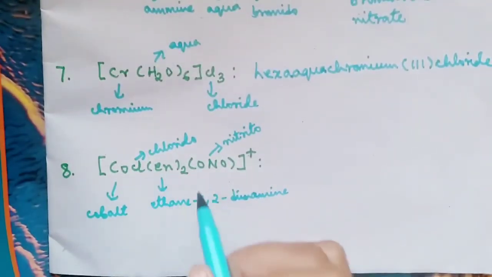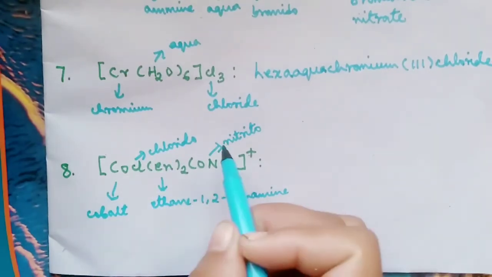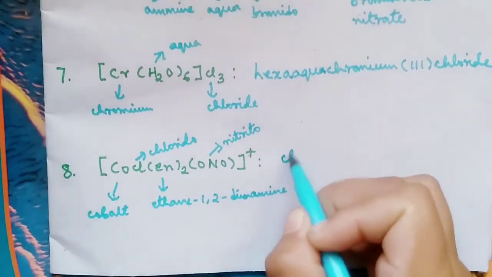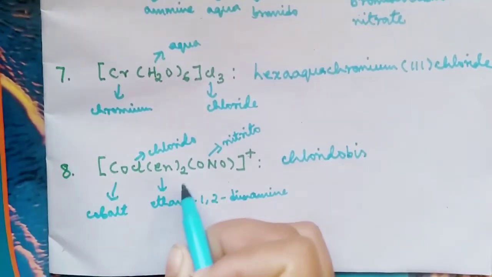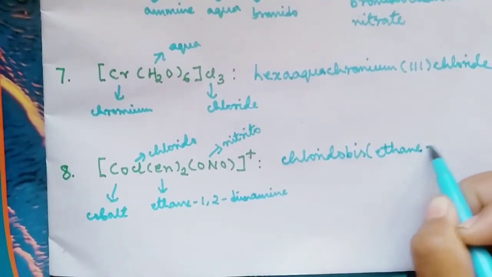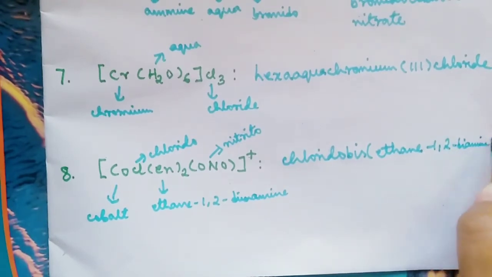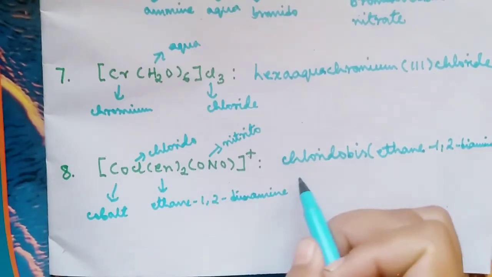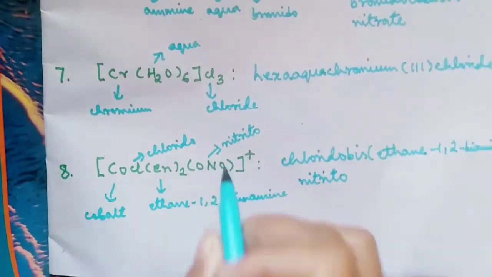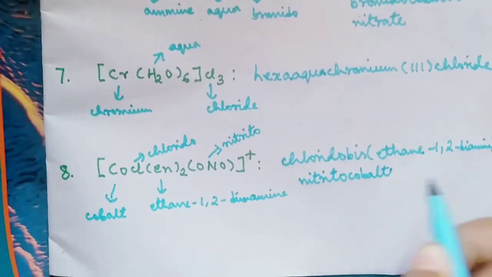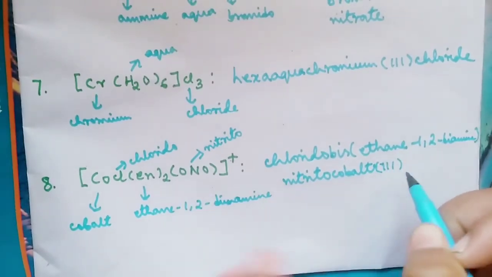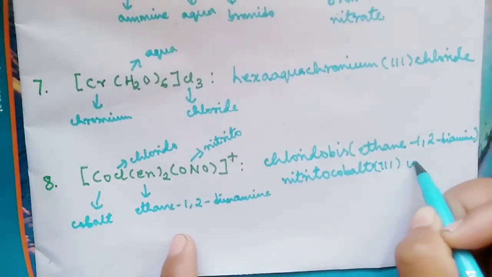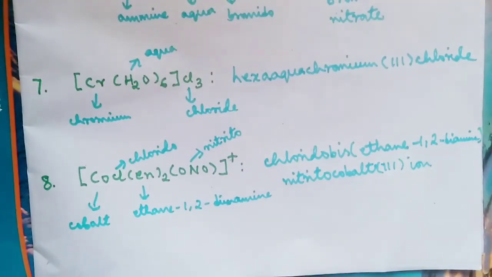Here, there are 3 ligands, C, E, and N. So you have to start first with C. Chlorido. For a bidentate ligand, use the word bis for 2. And then inside the bracket, the name of the bidentate ligand, 1,2-diamine, followed by this one, nitrito. The name of this one is nitrito. Okay, cobalt, and what is the oxidation state? If you calculate the oxidation state, you will get 3. Cobalt(III), because of the positive sign here, we have the word ion, remember, okay? If there is a sign plus or minus with no counter ion, then you have to add the word ion, okay?